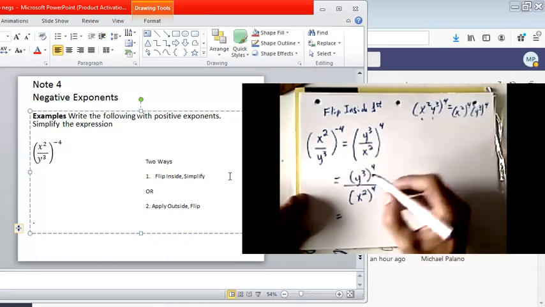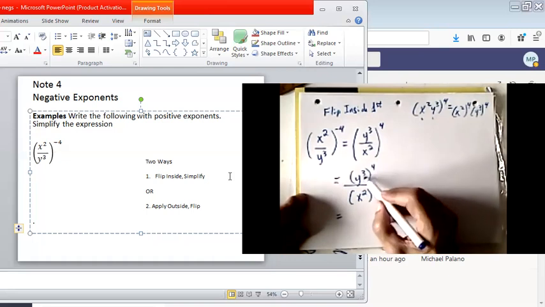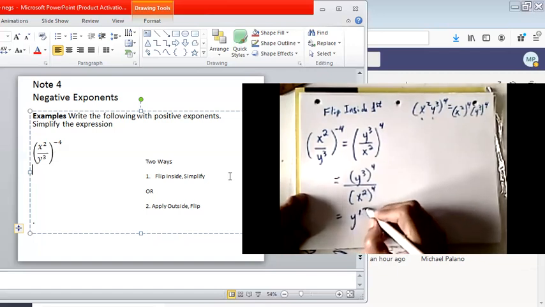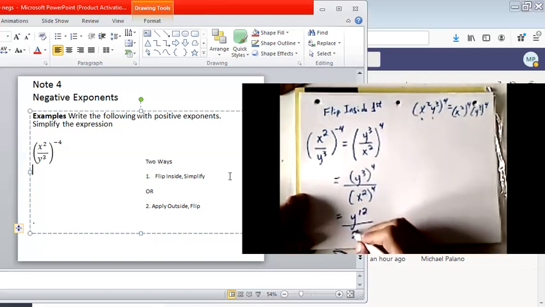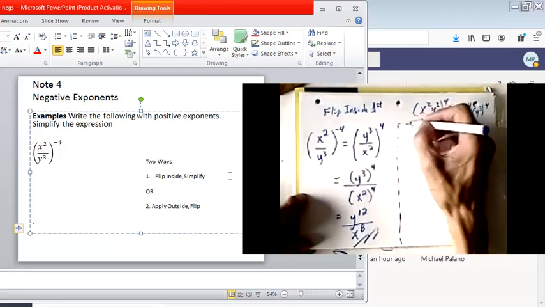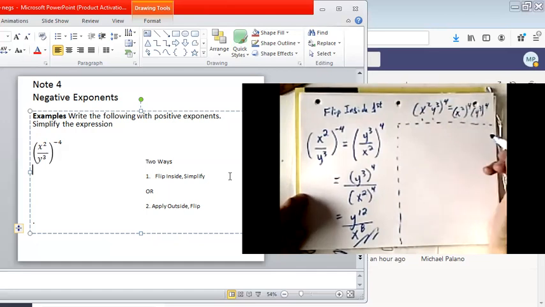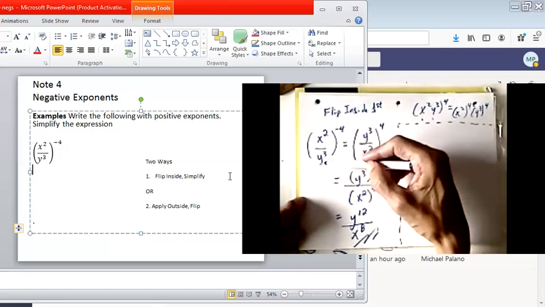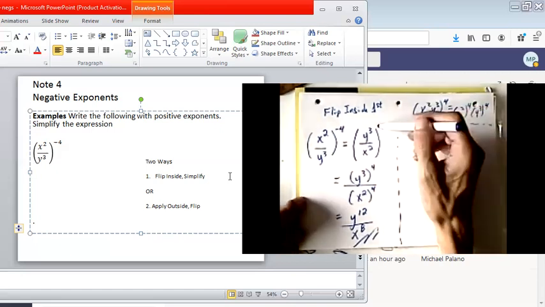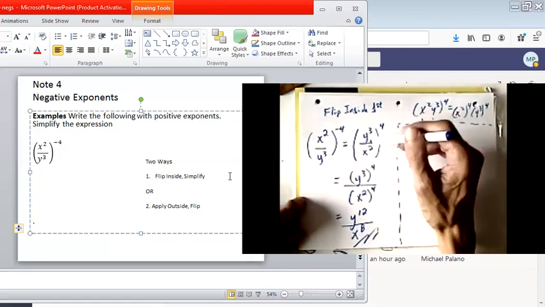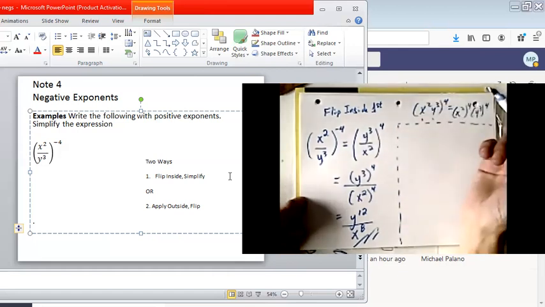Okay, and then you can finish it up. Because in this situation, the exponents are multiplied. So we get y to the 12 over x to the power of 8. Finished like that. Okay, so that's flipping first. Bottom goes to the top, top to the bottom. The exponent changes sign. Then it just goes to each thing inside the brackets.